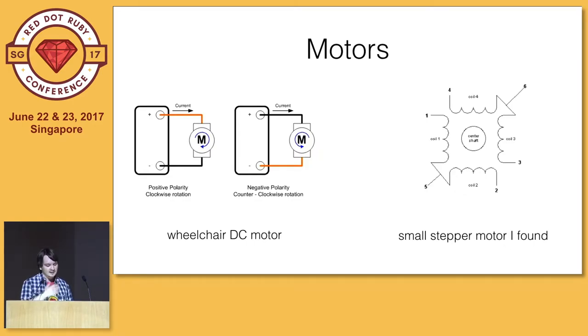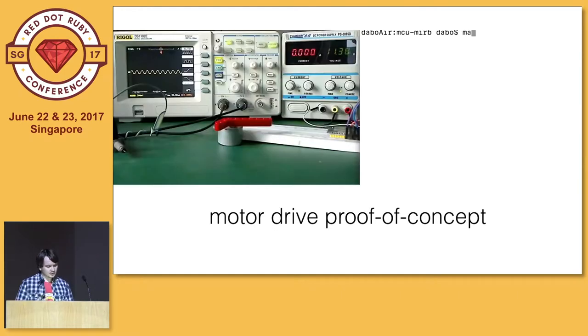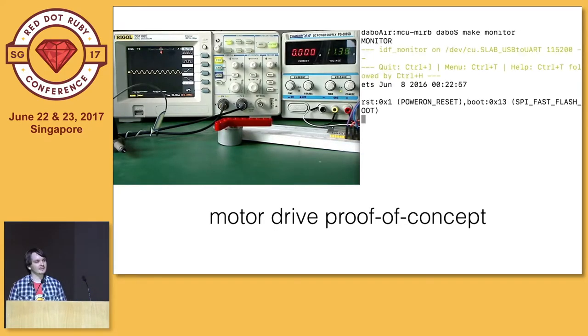Sadly, I didn't have something like that at home except for the wheelchair, so I played with a smaller stepper. So a stepper motor is essentially a motor where you have coils you control individually, and the direction is controlled by choosing which coil to activate. So I made a small little demo, and I used for that obviously mruby.